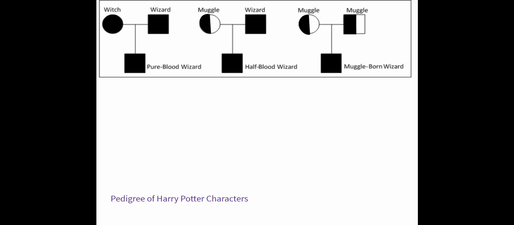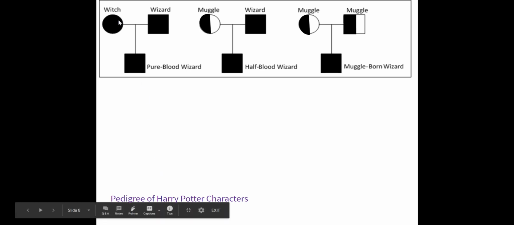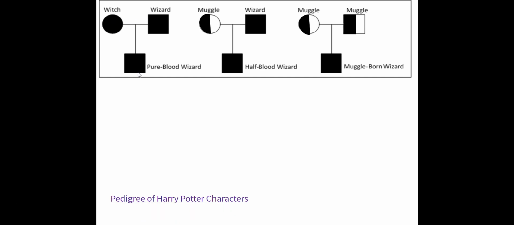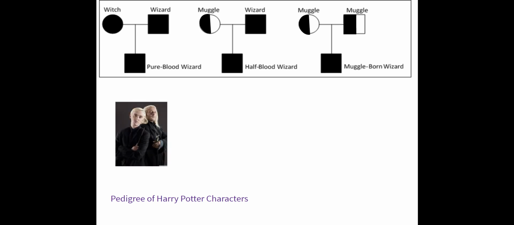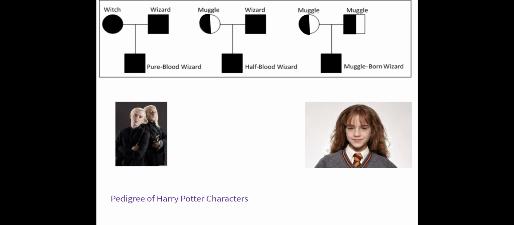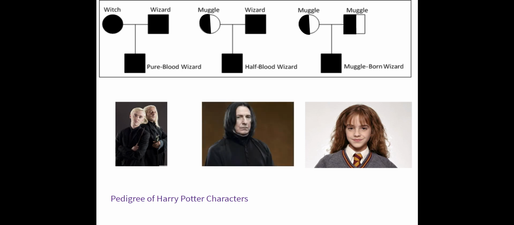So here are some Harry Potter pedigree charts. If you've read the books or seen the movies, think of which person brags all the time that they're a pure blood. Which of the teachers is a half-blood, and which of the other students in Hogwarts is always being harassed because she's muggle born? Both her parents were muggles. Hopefully you thought of Draco as the pure blood, Hermione as the muggle born, and Snape as the half-blood wizard.